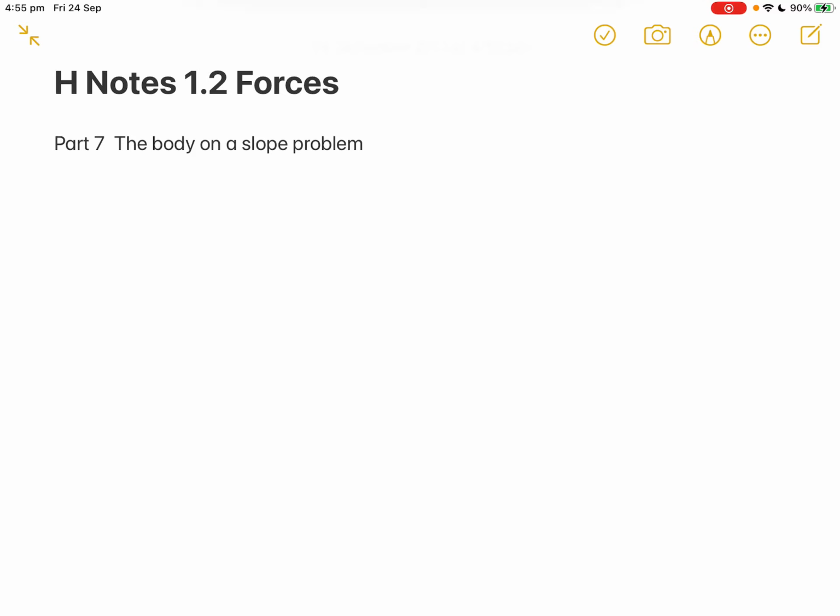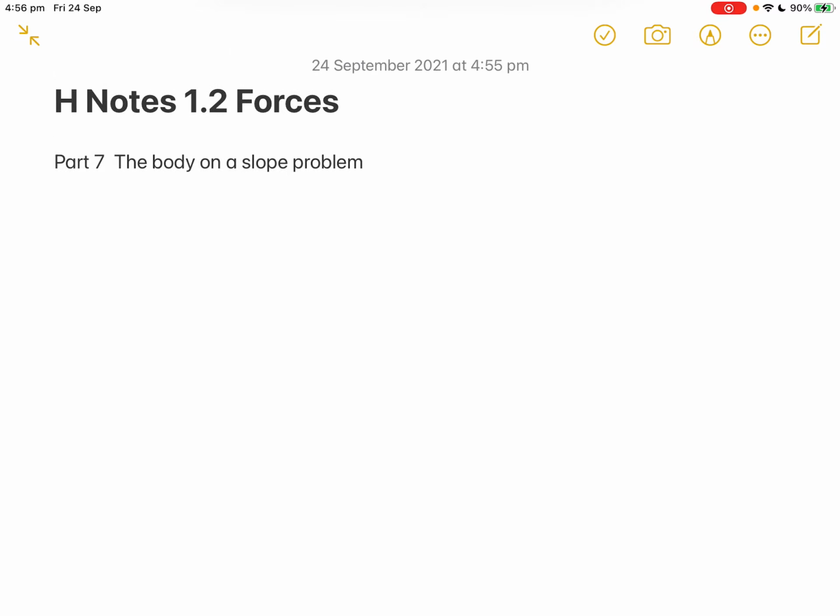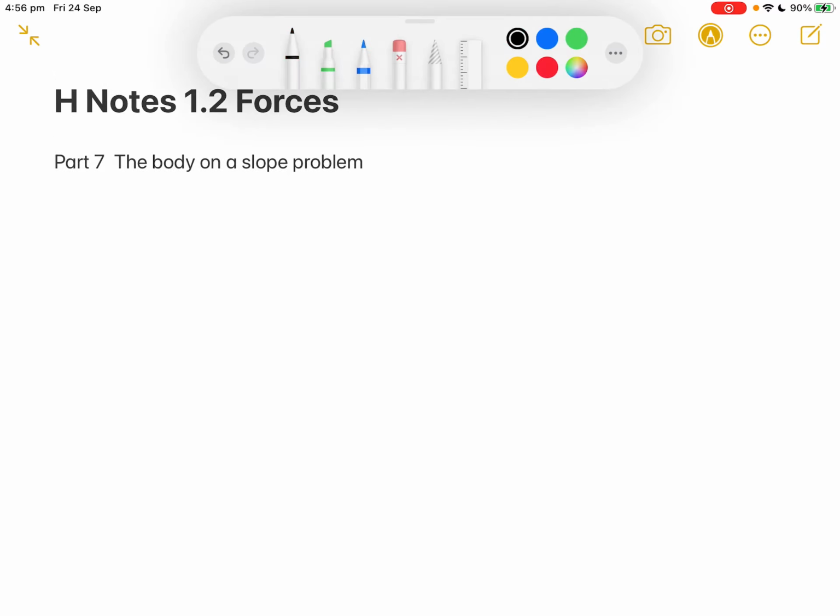This is Higher Physics Notes, Unit 1, Section 2, Forces. This is the final note, Part 7, the body on a slope problem.